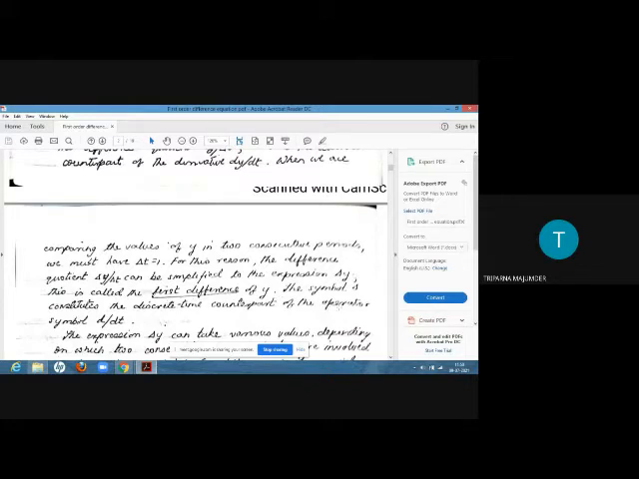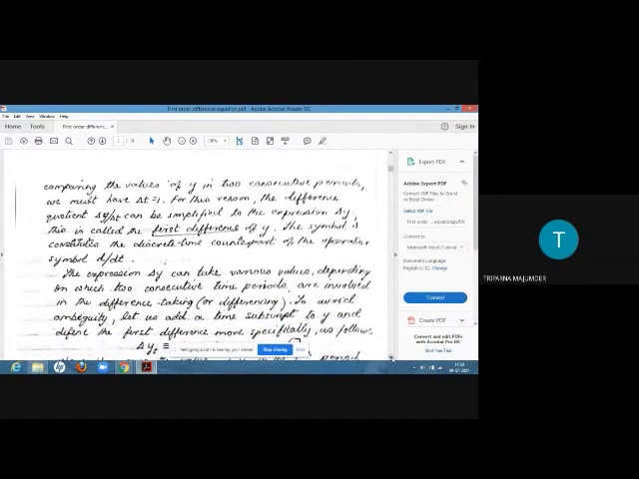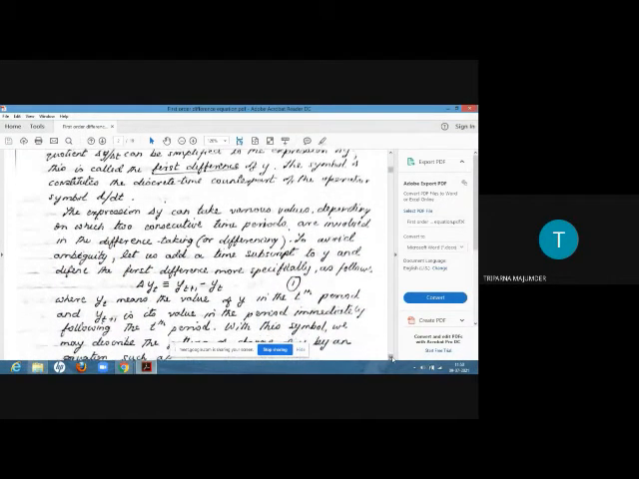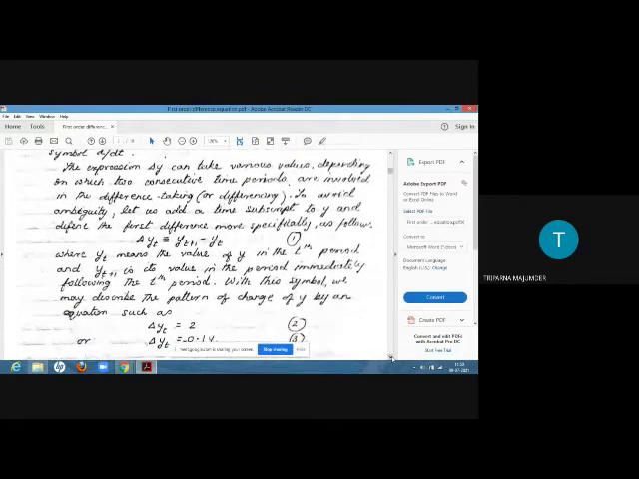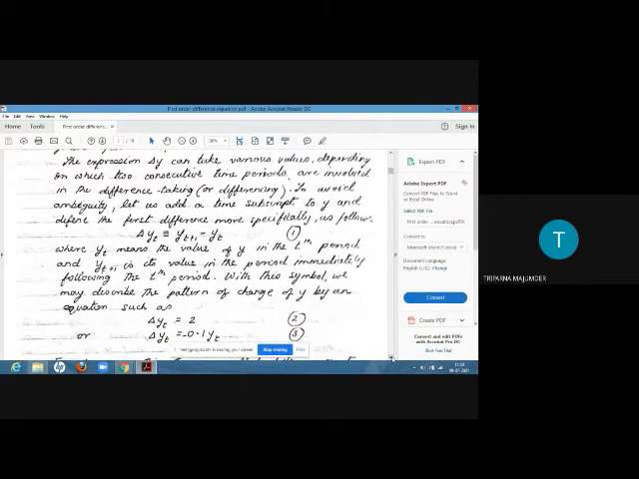The symbol delta constitutes the discrete time counterpart of the operator symbol d/dt. I hope it's clear up till here. Yes, please, ma'am, respond. It's clear up till here?